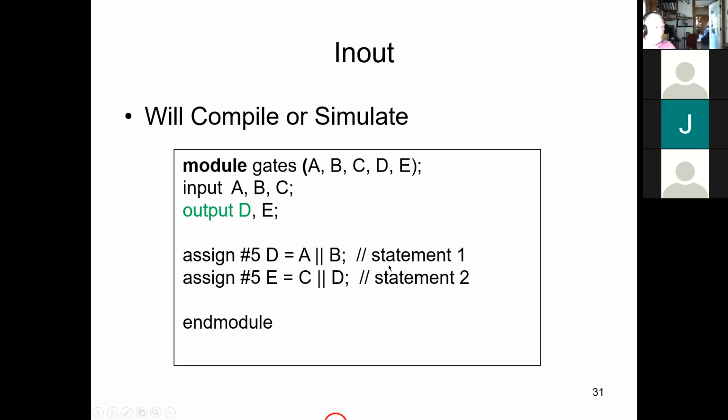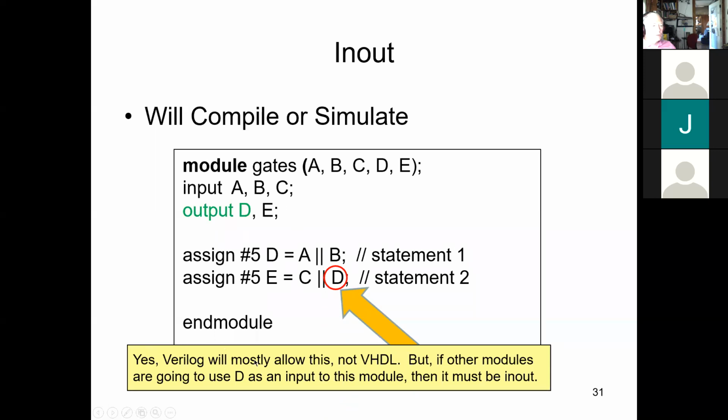So is that okay? Well, most of the time, yes, it's okay. It wouldn't be legal in VHDL. But if there are other modules that are also going to use D as an input to this module, then it has to be an in-out. So this could be a problem, or it might not be a problem. It depends on how you're going to instantiate this and how you're going to use the variable D. So this is one of the subtleties that you have to be alert for.